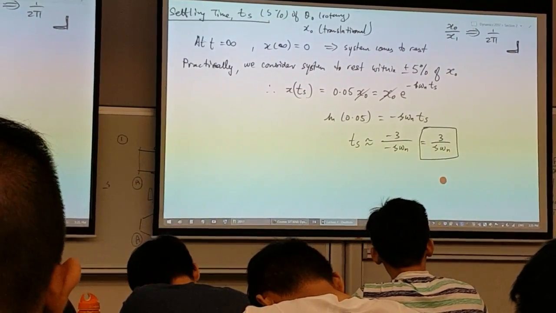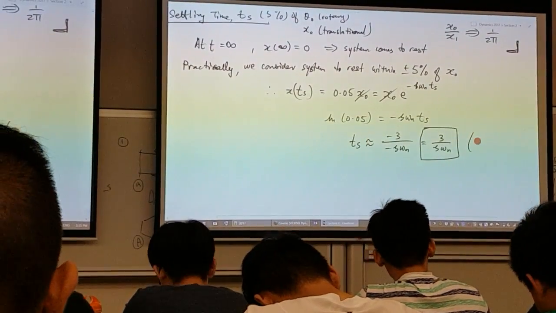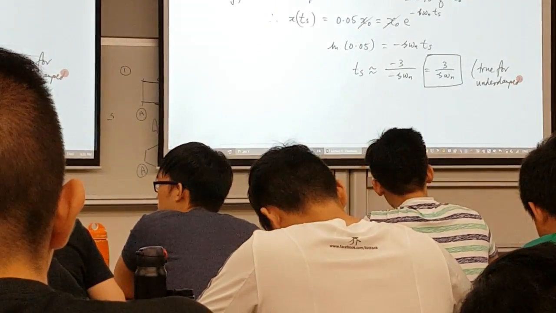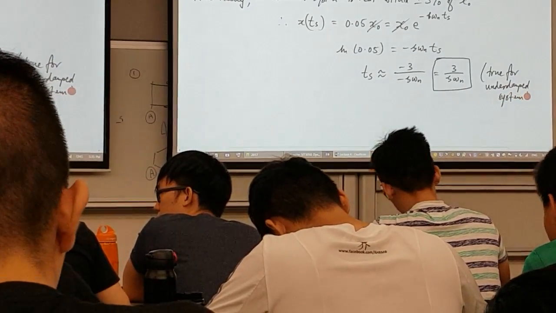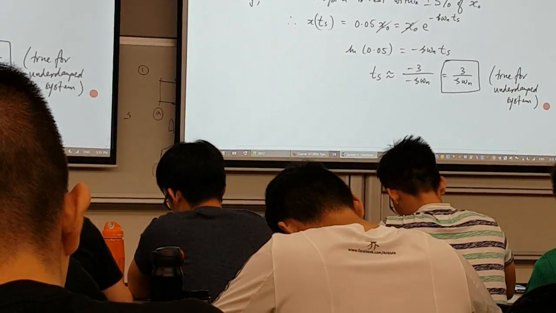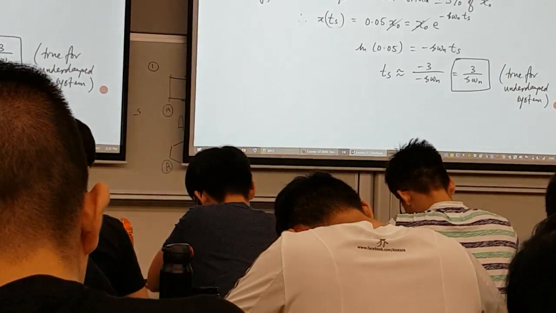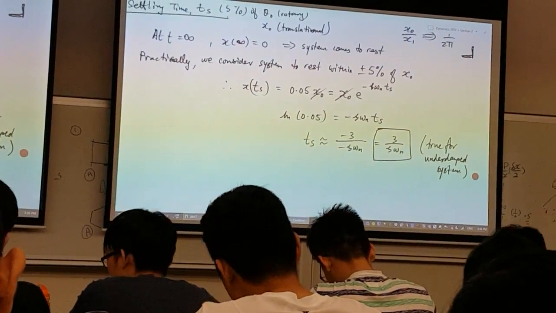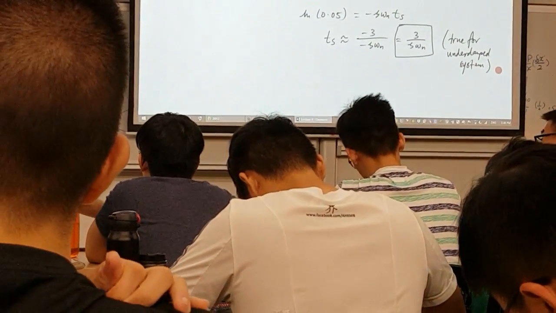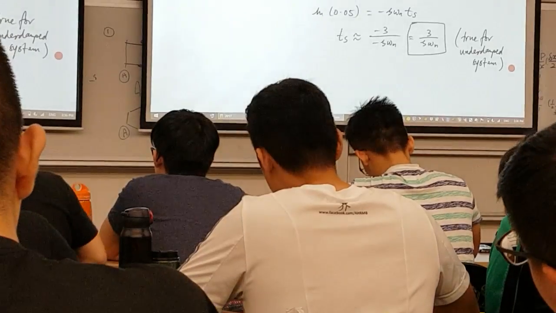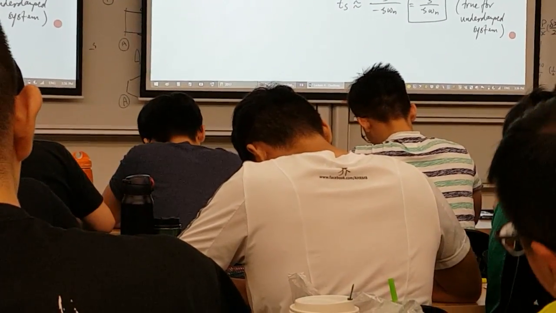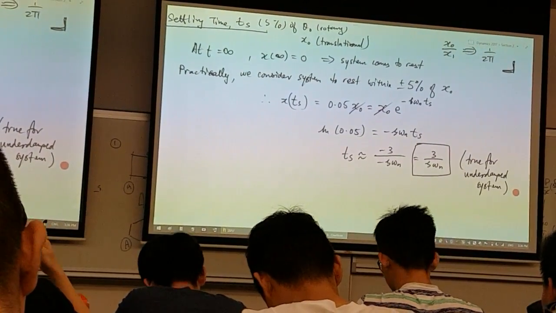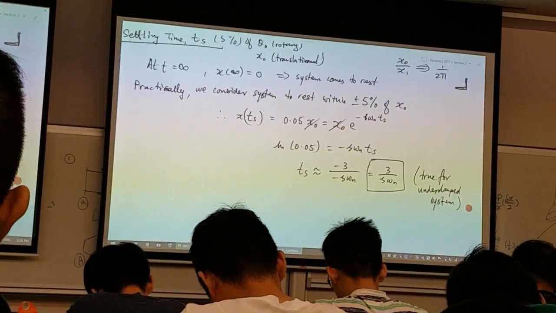A few things to take note. This is only true for an underdamped system. For an underdamped system, you have the system oscillating, so after a while, then you will settle. Your overdamped system doesn't really oscillate, so we don't talk about settling time. It didn't even oscillate in the first place. Your critically damped system also doesn't oscillate. So we only apply settling time for a system that is oscillating. That is your underdamped system.